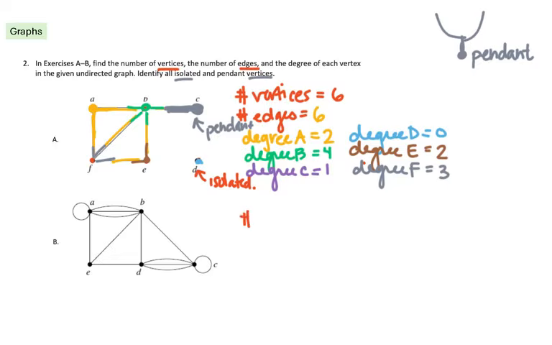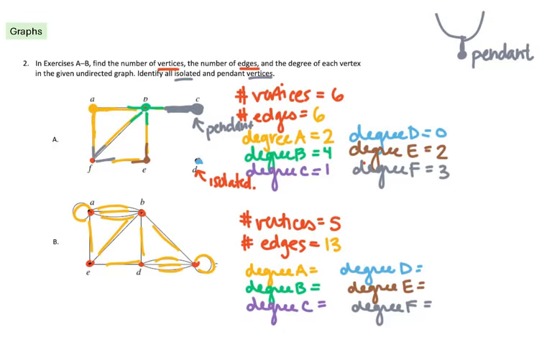Okay, let's look at this next example. It's a little more complicated. The number of vertices is 1, 2, 3, 4, 5. The number of edges, let's be careful. It seems like there's quite a few. So 1, 2, 3, 4, 5, 6, 7, 8, 9, 10, 11, 12, 13. 13 edges.